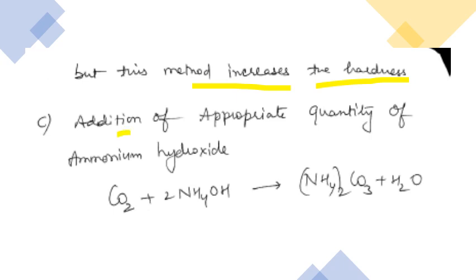The third method is the addition of an appropriate, calculated quantity of ammonium hydroxide. So CO2 can be removed by adding this chemical, ammonium hydroxide, because it converts into ammonium carbonate, and ammonium carbonate does not create a problem. That is the method by which we can remove the CO2. You can do this before the water is used in the boiler, removing the CO2 content by adding these chemicals so that it does not create a problem in the boiler.